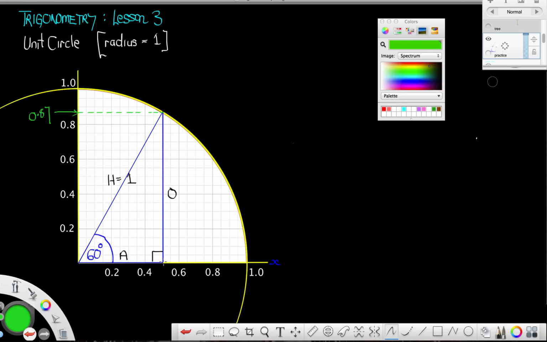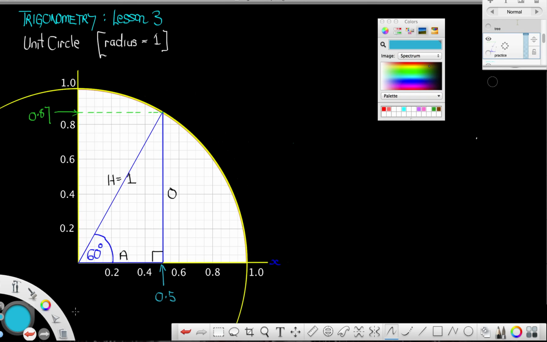Let's now do the same with the base of our triangle, or the adjacent side. Let's estimate what we think it is. Well, we'll go to blue, I think, and that looks pretty close, 0.4, about 0.5. It's about 0.5 units. Okay, so we think that our adjacent is about 0.5 units long, and our opposite is about 0.87 units long, and we know that our hypotenuse is 1.